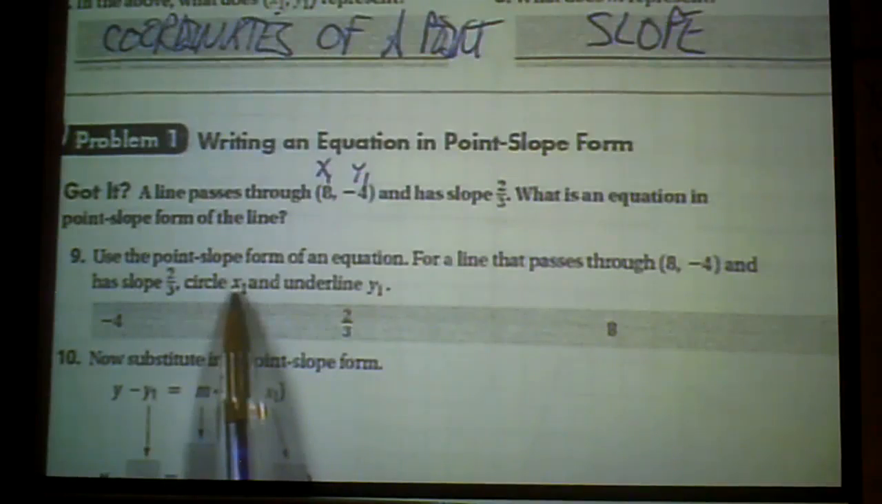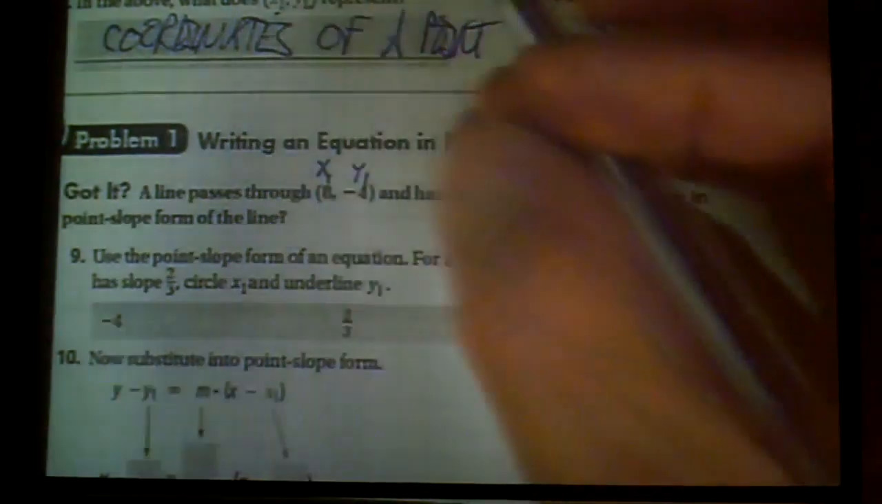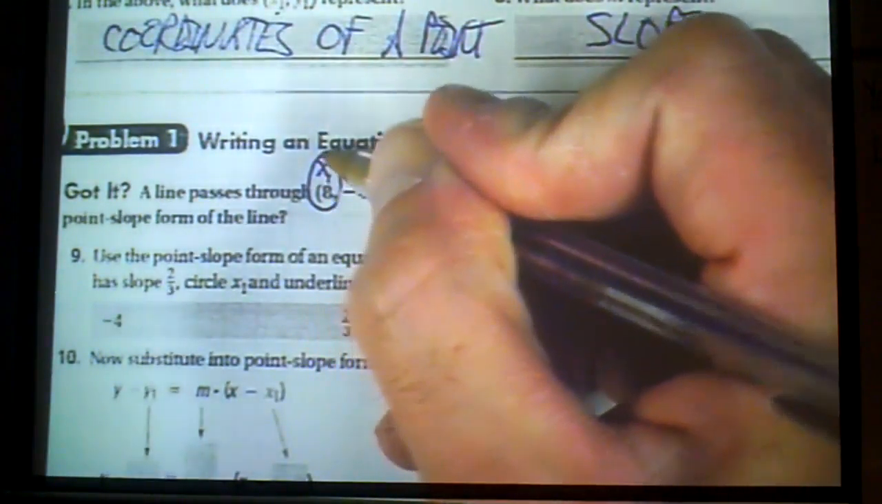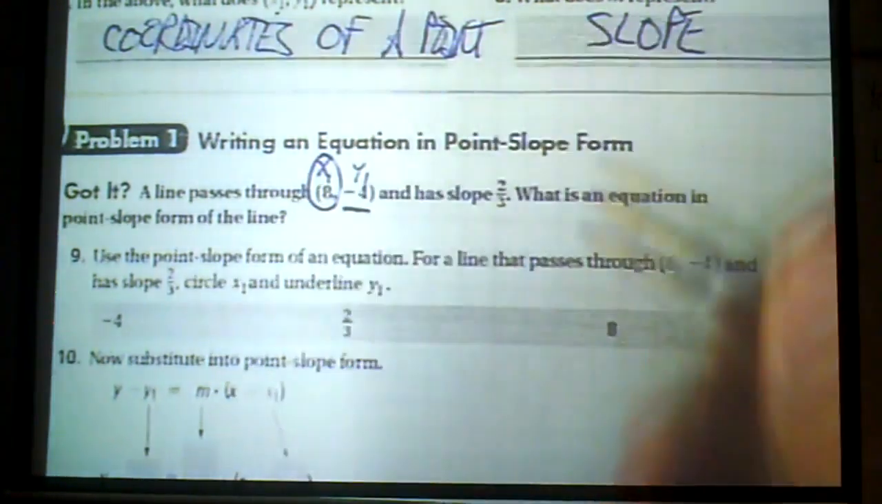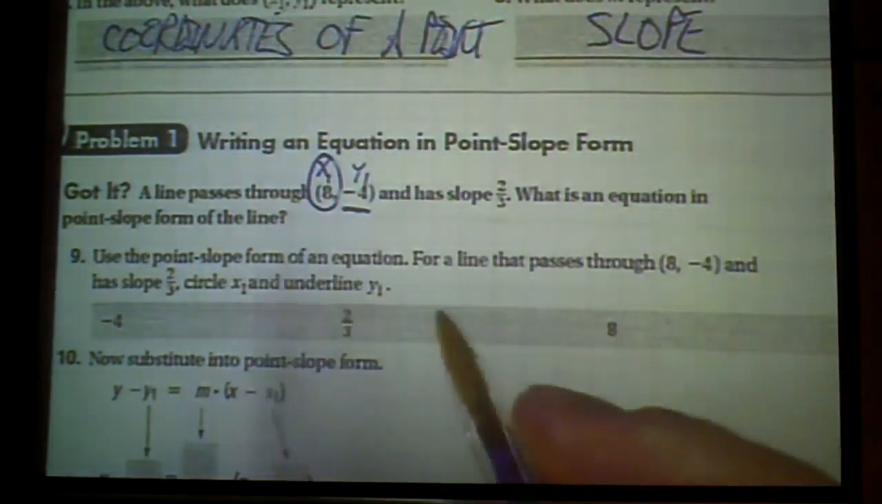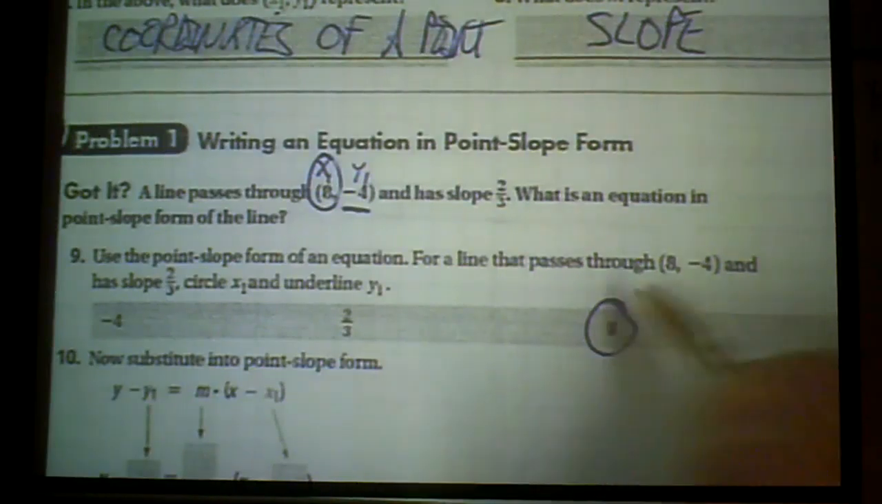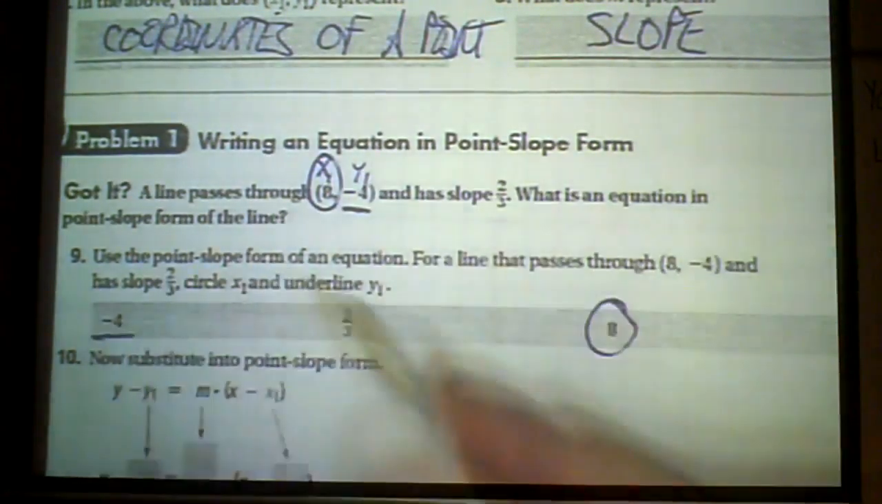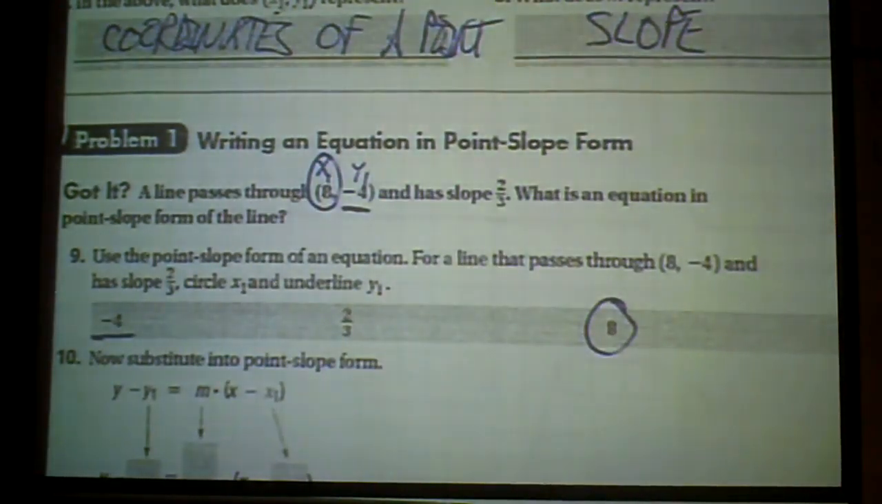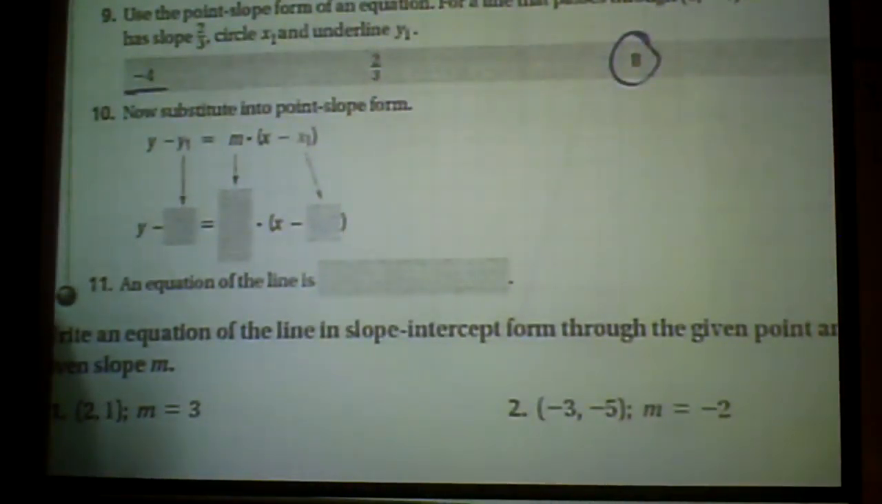Circle the x1 and underline the y1. So there's our x1 and there's our y1. Our x1 is going to be 8 and our y1 will be negative 4. Cool. Okay, moving on. Now we have to substitute those into point slope form.